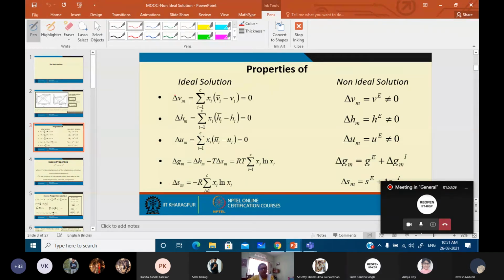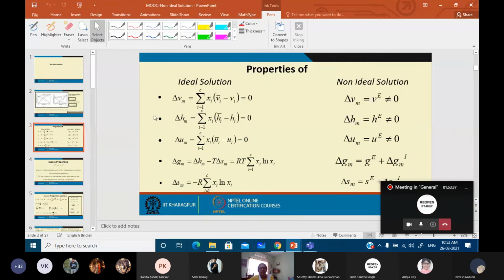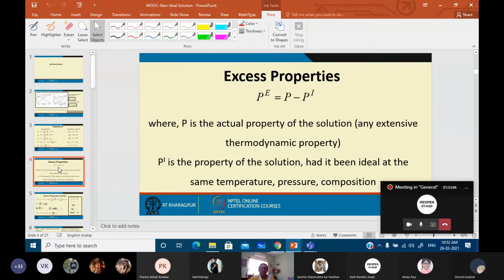To keep matters simple, we will not go into the details of excess properties. We will just use a few excess properties simply to express gamma i in terms of composition, temperature and pressure, because we have introduced gamma i just to predict the non-ideal behavior. Since the behavior is non-ideal, the properties exhibit some excess property over and above the ideal solution property. So what is an excess property?